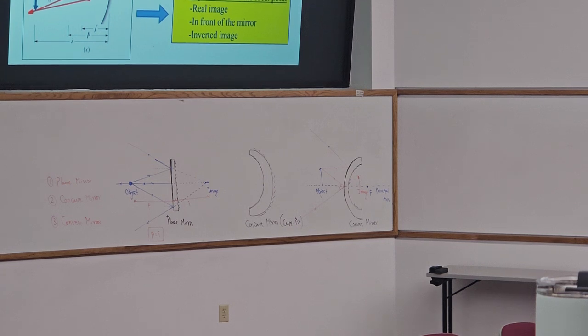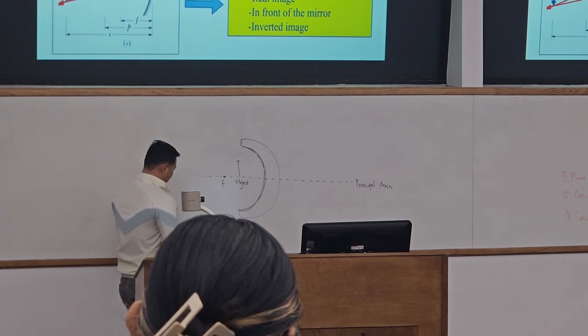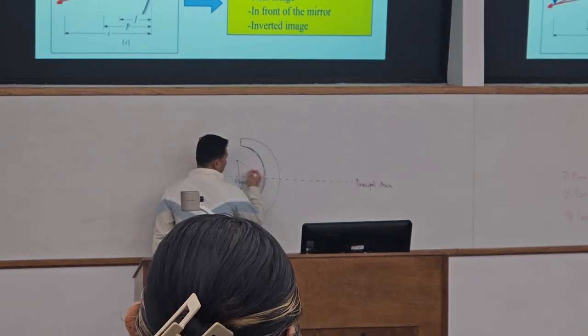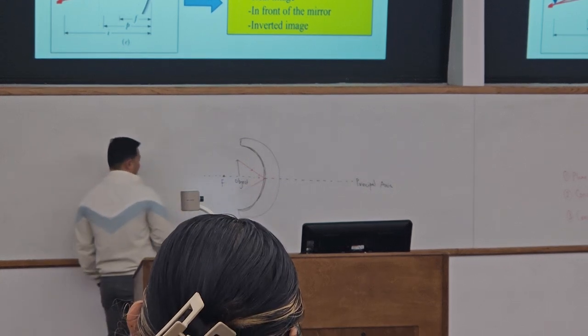And you have a focus somewhere, you can consider some focus over here, F. If your object is inside the focus, on the shiny part of the mirror, you place an object inside the focus, over here, then again draw the ray diagram. So this is your object. As I told you, the first one is drawing the line to the center. The angle of incidence will be equal to the angle of reflection.